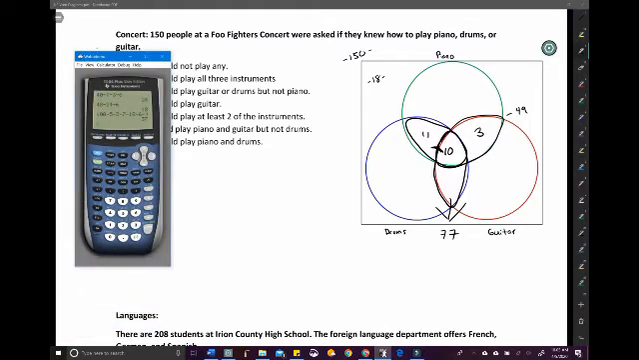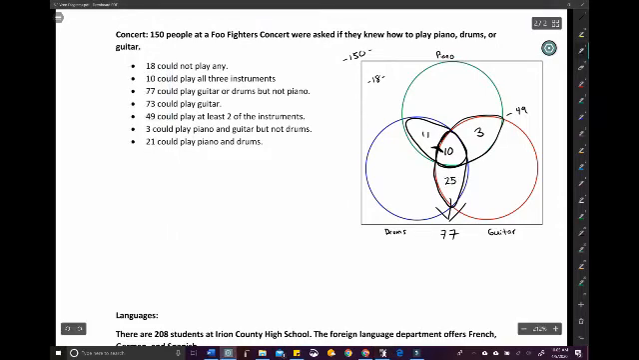We have 49 things in the middle parts. So 49 minus 11 minus 10 minus 3 means this piece must be 25.